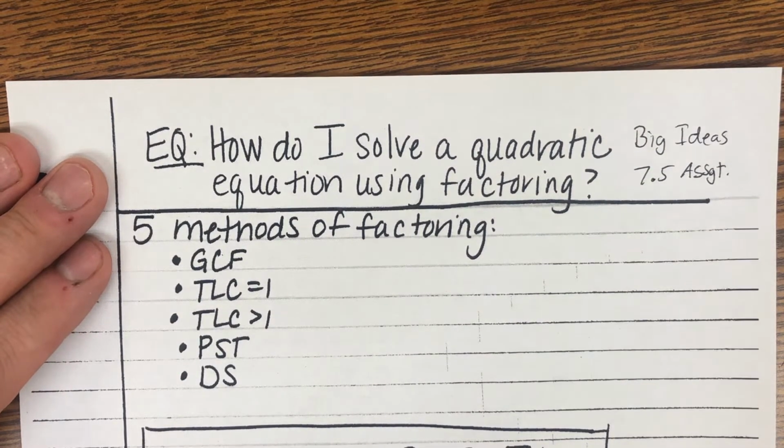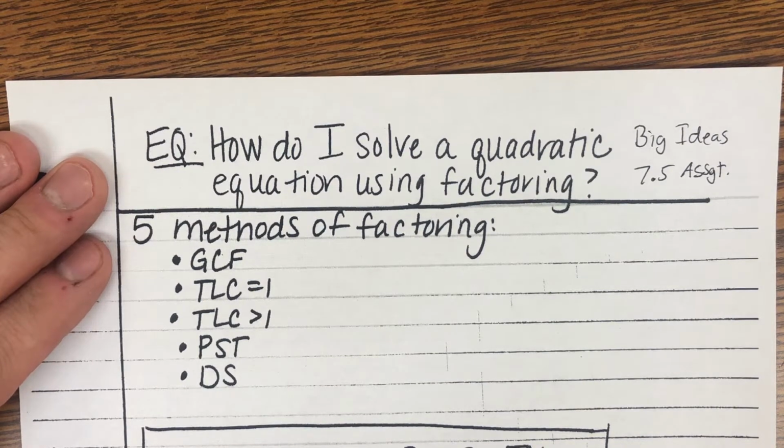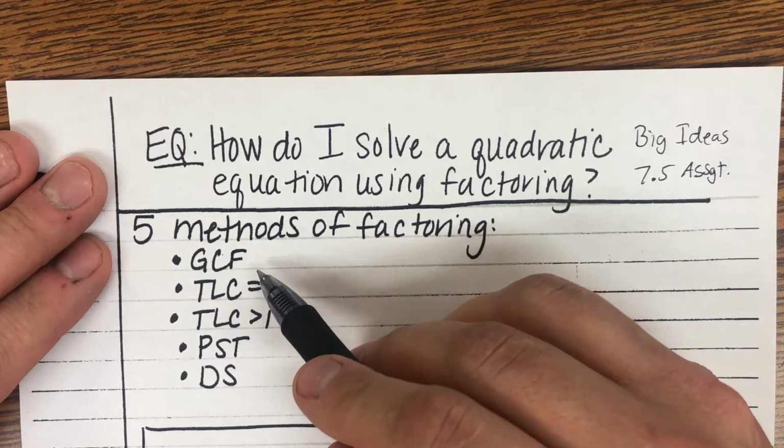Now we are going to use our skills from factoring that we just practiced in our review. Keep in mind we have 5 methods. Always look for the greatest common factor first. If there's a GCF, we want to pull it out.